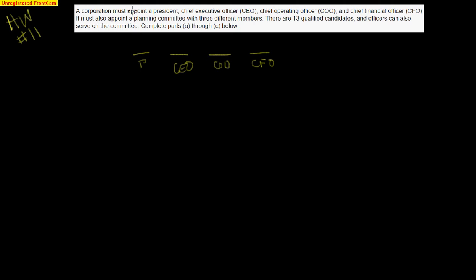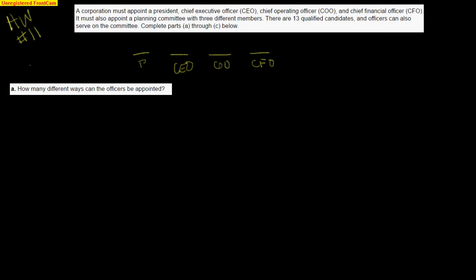It must also appoint a planning committee with 3 different members. There are 13 qualified candidates, and officers can also serve in the committee. So it asks us now to please complete parts A through B. So let's take a look at letter A. It says, how many different ways can the officers be appointed? So that's these 4 guys up here.